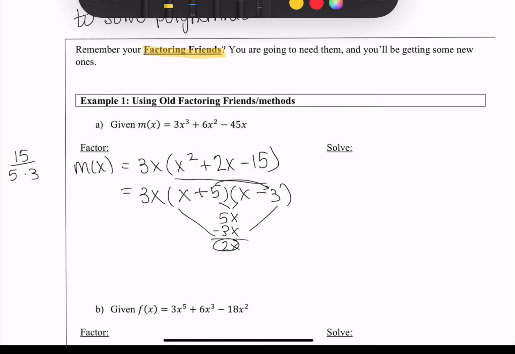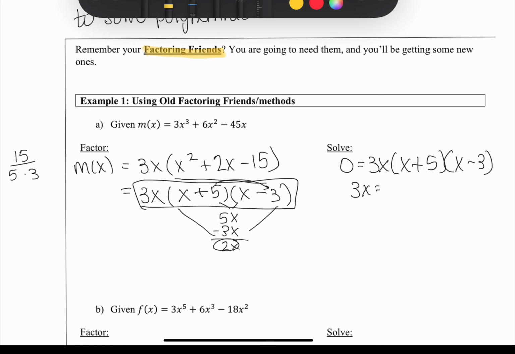All right, so I think I'm completely factored here, but I haven't solved. Now, in order to solve this, what I'm going to need to do is the zero product property. So this is where you set the equation equal to 0, because that's like when y equals 0 or your output equals 0, you're actually on the x-axis. So I'm going to set my factored form equal to 0.